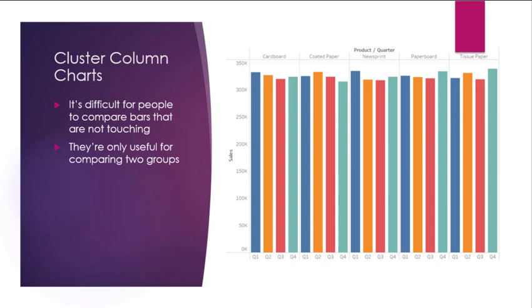Two bars side by side, sure, you can tell which is the biggest, but the more distance you get between bars, the harder it is for your eyes to tell a difference. So really, you only want to use these types of cluster bar charts when you're only comparing two groups. Some better options for comparing multiple groups.